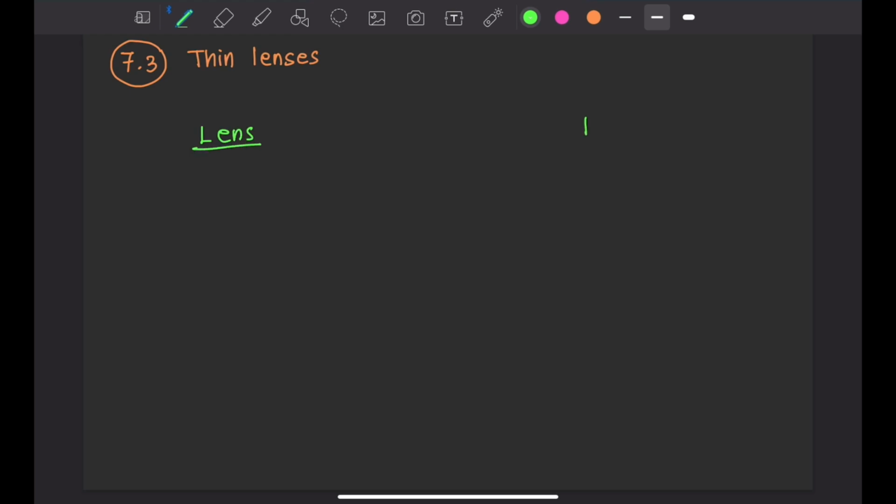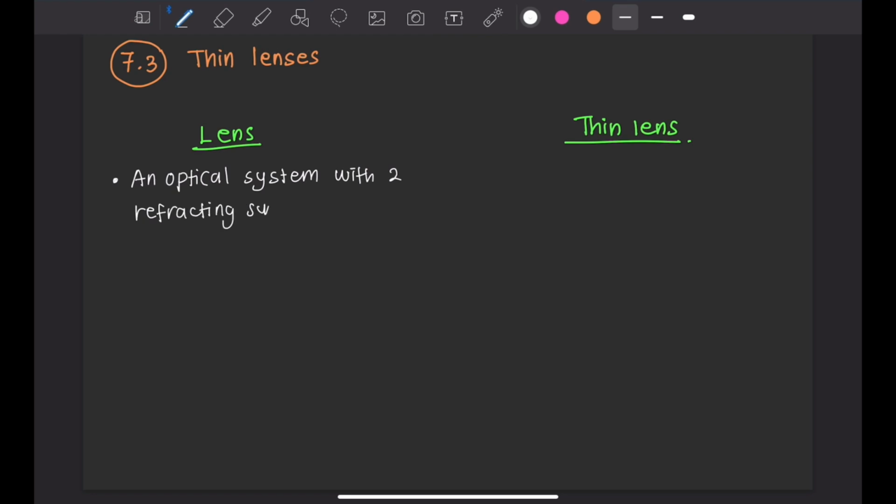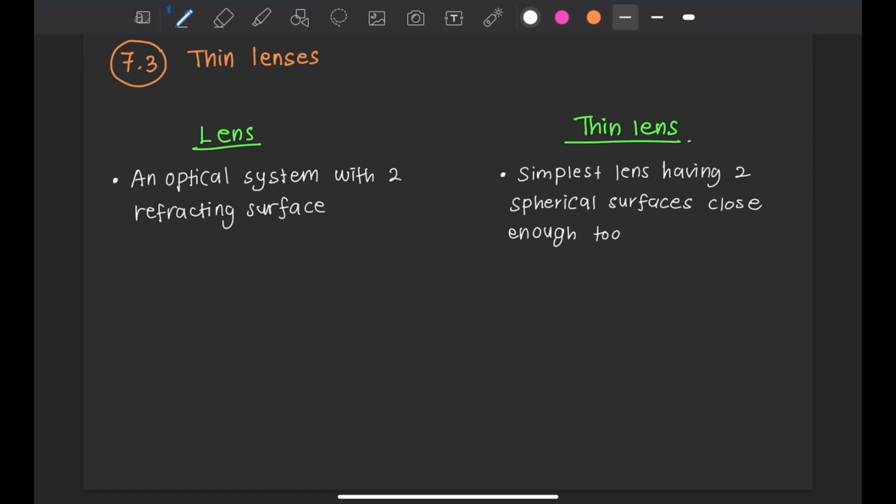First of all, we need to know that we have two types of lenses. First one is normal lens, and then another one is thin lenses. So normal lens is an optical system with two refracting surfaces, while thin lens is the simplest lens that have two spherical surfaces that is very close together, and we can neglect the thickness of the lens.